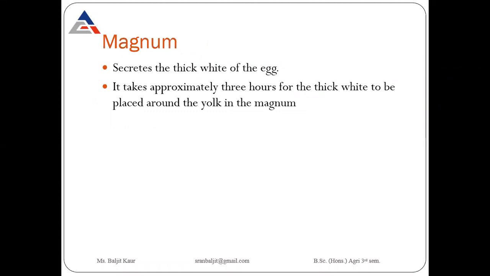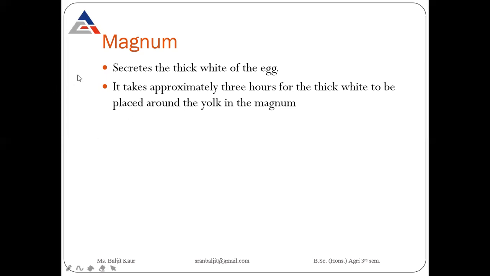The next part is the magnum. Once the egg yolk is received in the first part, it moves to the magnum, and here the thick white of the egg is secreted. So the magnum secretes the thick white of the egg, and it takes approximately 3 hours for the thick white to be placed around the yolk in the magnum.